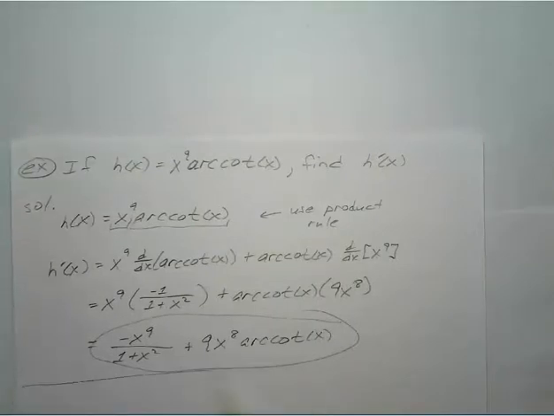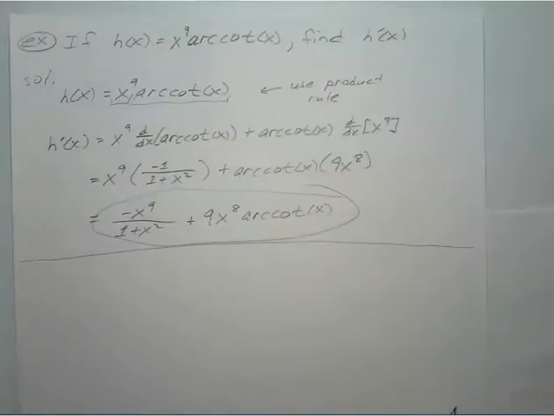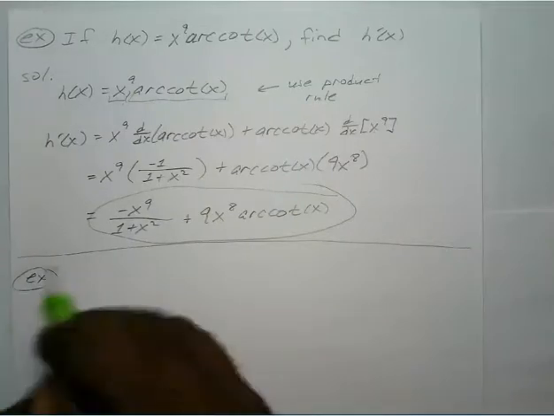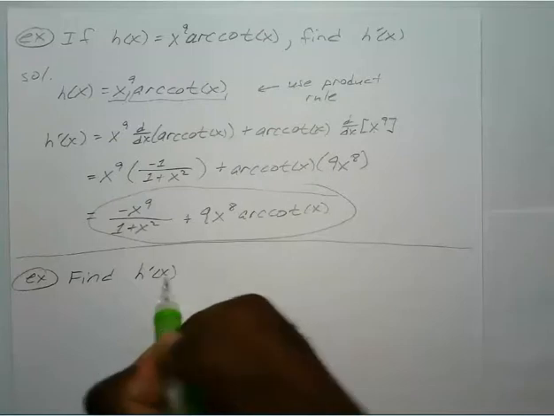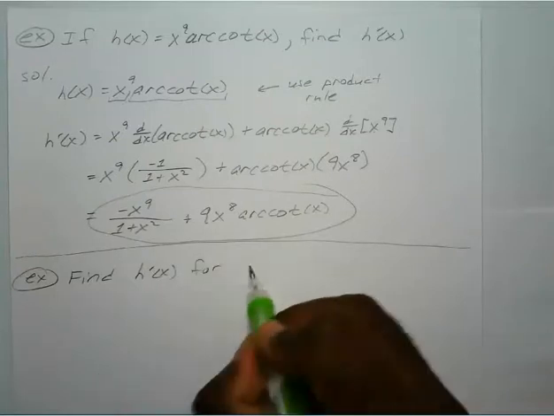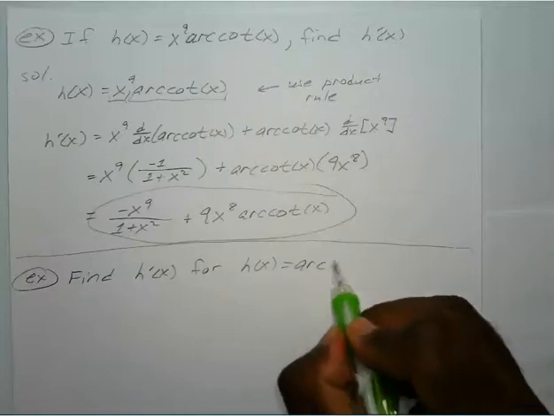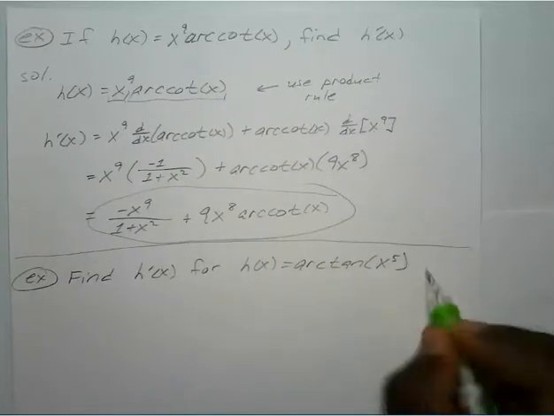Alright, so we still have room on this page, so let's just move this up and do our next example. Let's say we want to find our derivative for h of x is equal to arctangent of x to the fifth power.